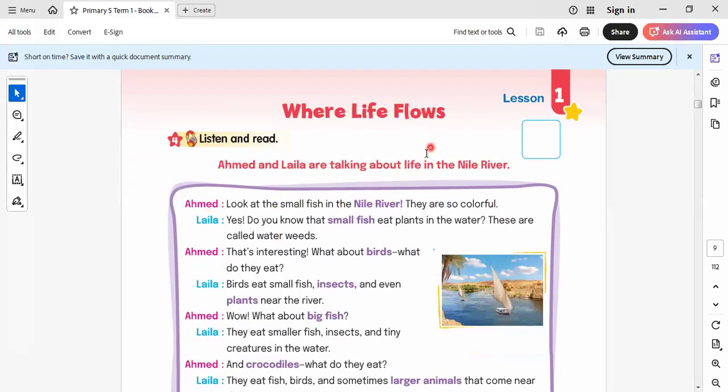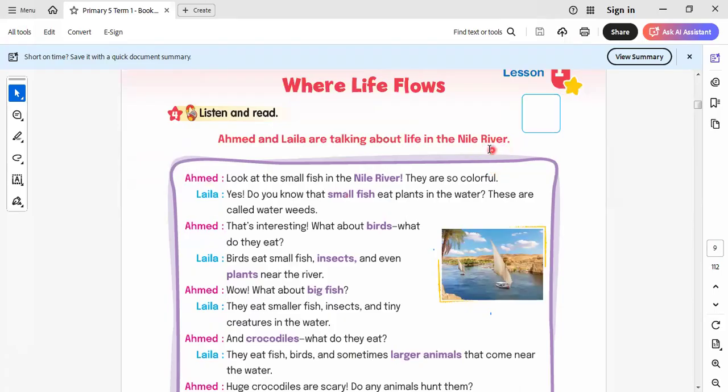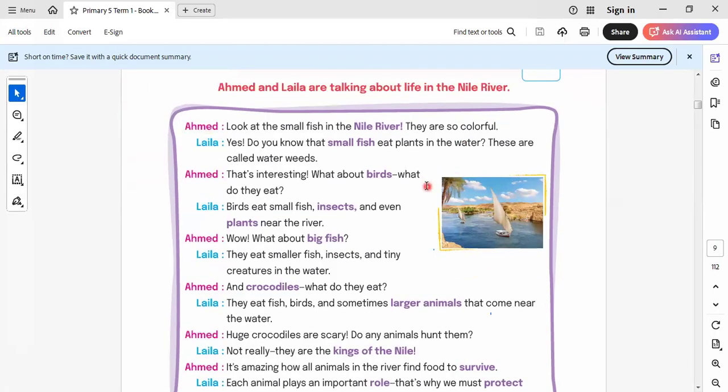Here we have Where Life Flows. Let's read this text and answer the questions below. Ahmed and Layla are talking about life in the Nile River. Here, we say River Nile, not Nile River. It's the correct way to say this sentence: the River Nile. Ahmed: Look at the small fish in the River Nile. They are so colorful. Layla: Yes. Do you know the small fish eat plants in the water? So here, small fish eat plants. What is this plant? Water weeds. So these are called water weeds.